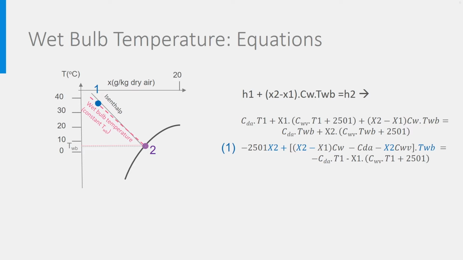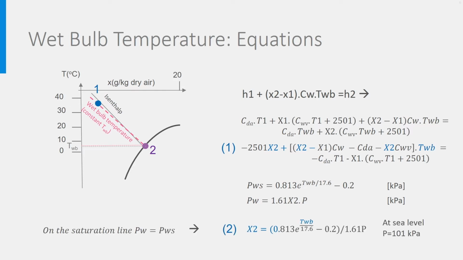Maybe you remember a lecture about psychrometric charts and humidity, in which we derived the relationship between saturation pressure and temperature, and the relationship between partial pressure and absolute humidity. On the saturation line, PW equals PWS, which leads to this second equation. By combining 1 and 2, you should be able to determine the wet bulb temperature TWB and the corresponding absolute humidity.